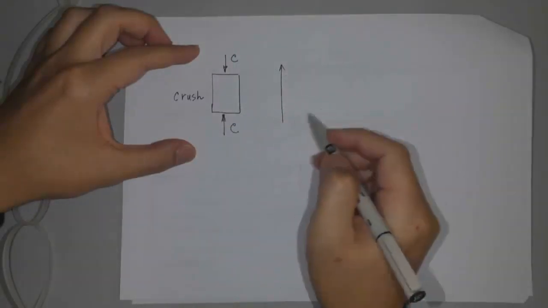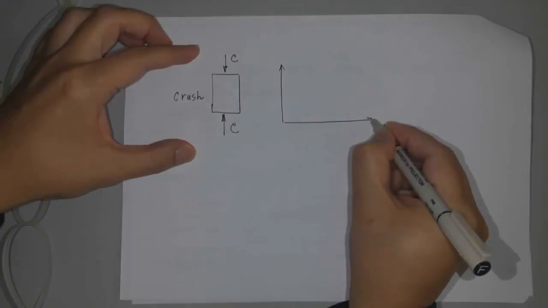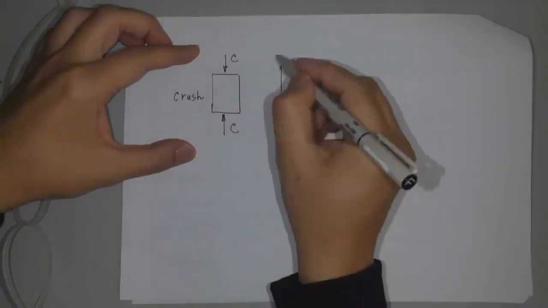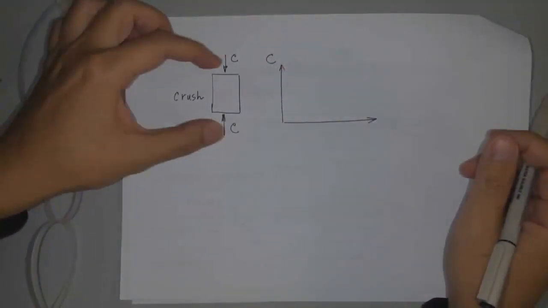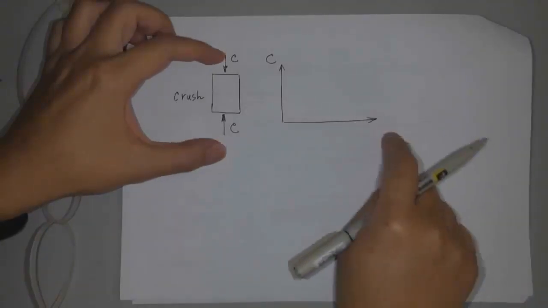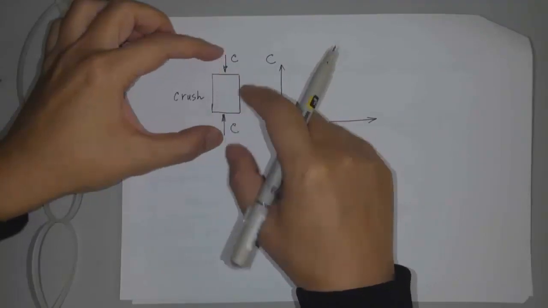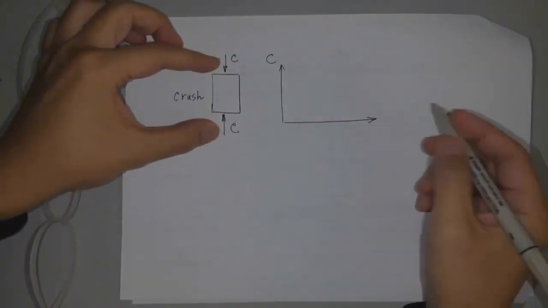So if you do such an experiment, you would find something like this. Right, so on the vertical axis, that is your C. So you keep increasing your compressive force C. And on the horizontal axis, you know what to measure. When you compress something, it shortens. So you try to measure the shortening.